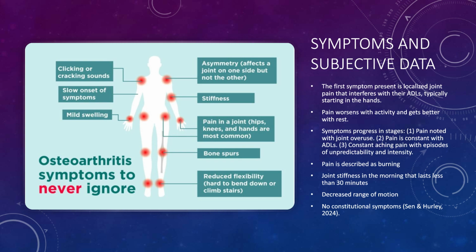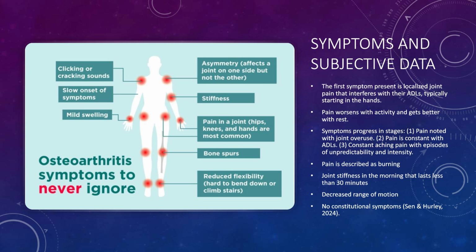OA can present in the proximal and distal interphalangeal joints, the first metacarpal joint, the first metatarsophalangeal joints, the hips, the knees, the lower cervical, and lumbar spine. OA can also be monoarticular or polyarticular, meaning that it can affect more than just one joint.